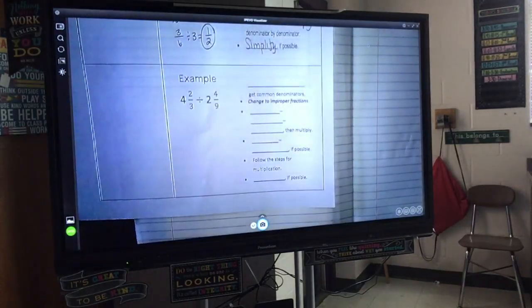All right, so this one looks a tad bit different before we start writing. Why is your paper ripped?